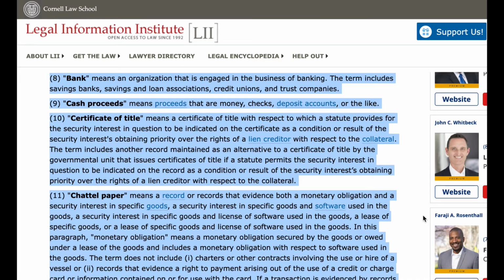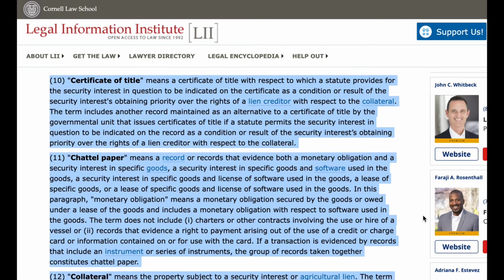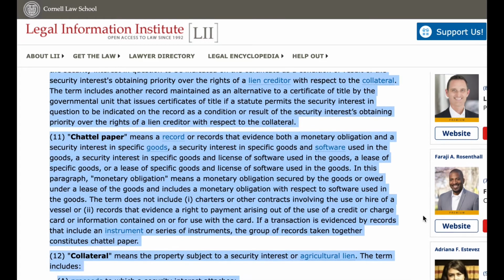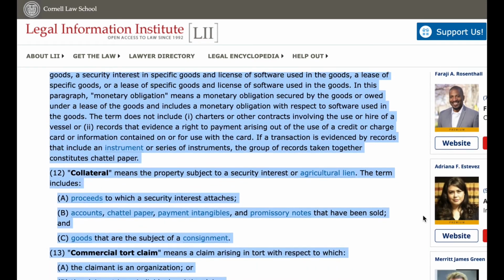The term does not include charters or other contracts involving the use or hire of a vessel, or (2) records that evidence a right to payment arising out of the use of a credit or charge card or information contained on or for use with the card. If a transaction is evidenced by records that include an instrument or series of instruments, the group of records taken together constitutes chattel paper.